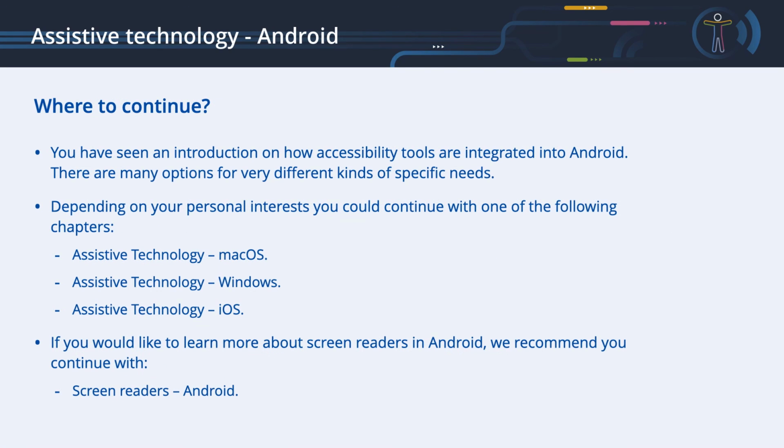Where to continue? You have seen an introduction on how accessibility tools are integrated into Android. There are many options for very different kinds of specific needs. Depending on your personal interests, you could continue with one of the following chapters: Assistive Technology macOS, Assistive Technology Windows, or Assistive Technology iOS. If you would like to learn more about screen readers in Android, we recommend you continue with Screen Readers Android.